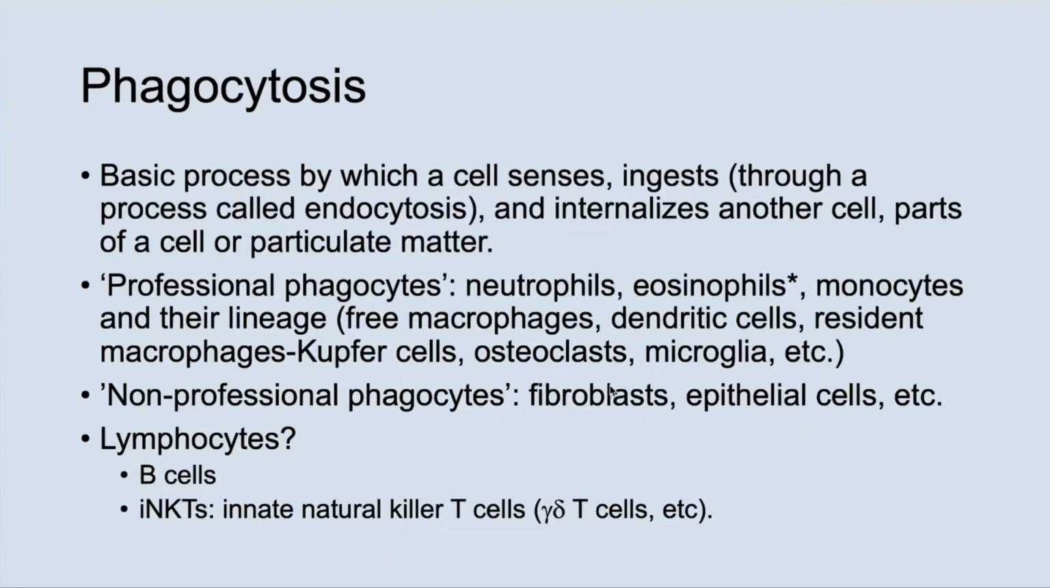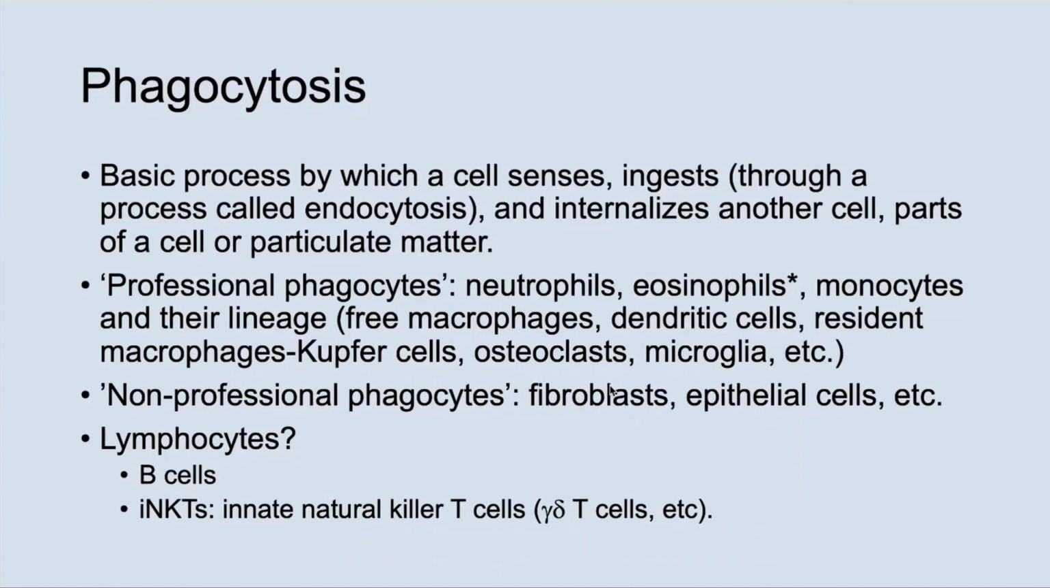So let's go into phagocytosis and what is it, right? So it's a basic process by which a cell senses, ingests through a process of endocytosis, internalizes that other cell, parts of the cell, or even particulate matter. So then there's different types of phagocytes, right? So you've got professional phagocytes, right? So again, this goes through the whole Sopranos reference, right? You have a guy that does this all the time. You have a guy that you hire, right?